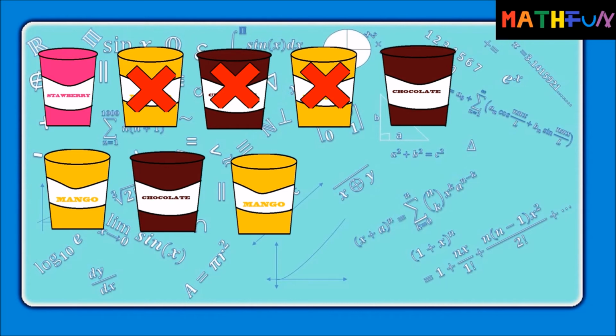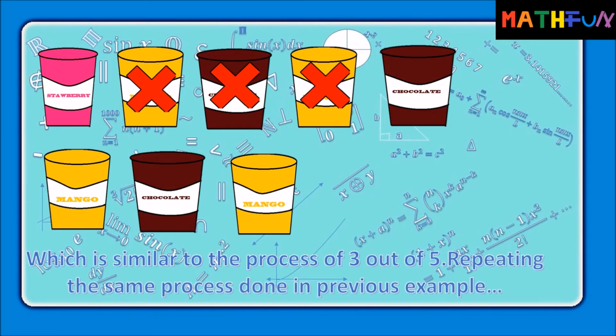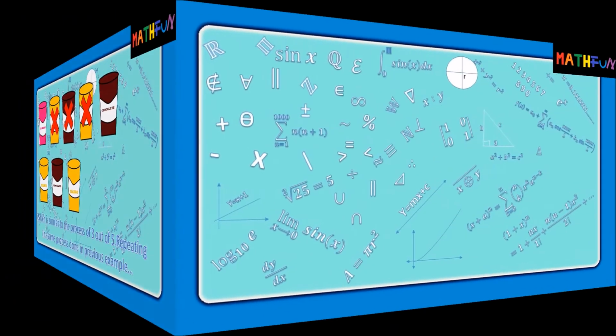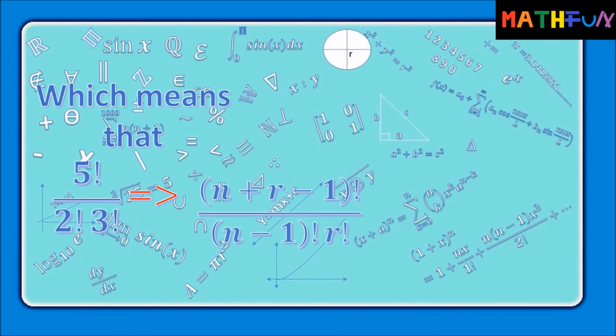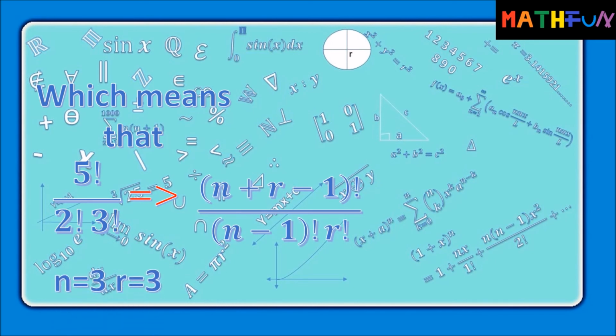Okay, from this picture, we would have got 5 elements. From that 5, we have chosen 3. It's like choosing 3 out of 5. So repeating the same process done in the previous example, we get it as 5 factorial by 2 factorial by 3 factorial, which implies the formula of (n plus r minus 1) factorial divided by (n minus 1) factorial into r factorial. Here n is equal to 3 and r is equal to 3.